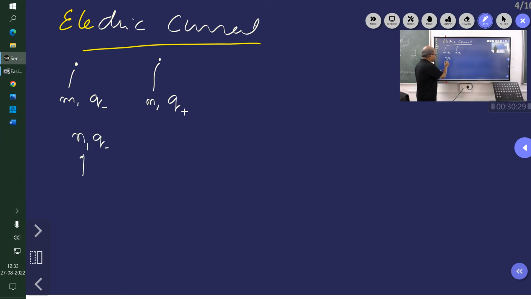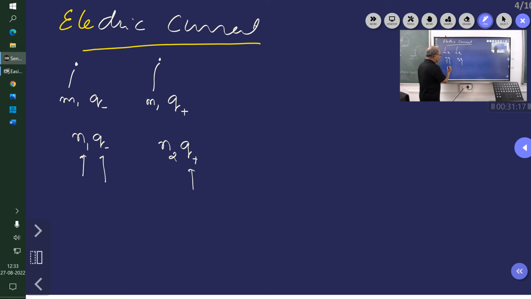So N1 stands for number. N1 into Q stands for N1 number of charged particles, or here N1 number of negatively charged particles. Similarly, I can create N2 Q plus, meaning N2 number of positively charged particles. Now, these can have different magnitudes. That means this can be 10 coulombs, 20 coulombs, or any number. The charge Q minus can be of any value. Similarly, charge Q plus can also be of any value.